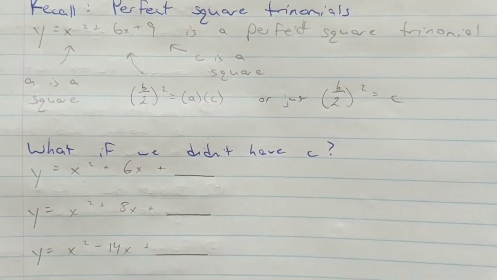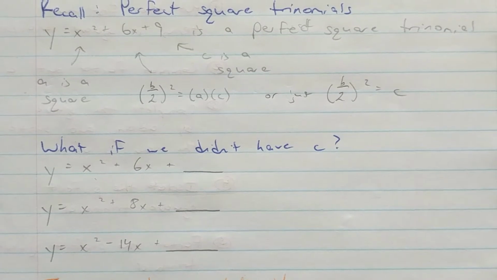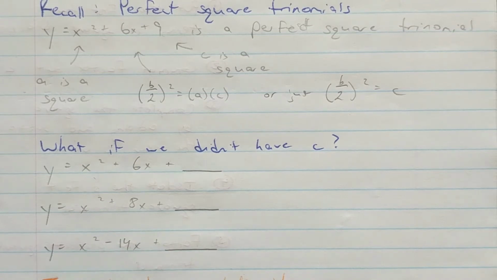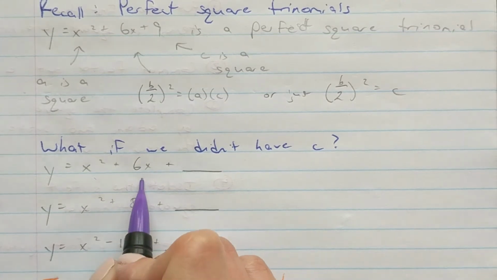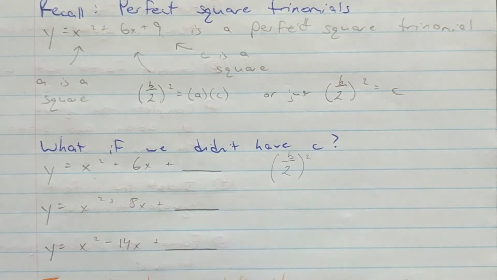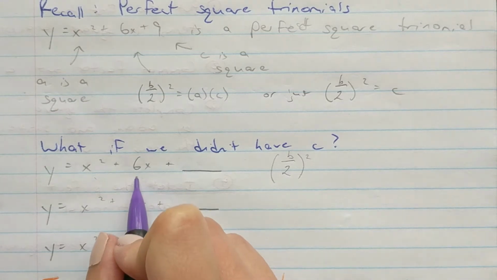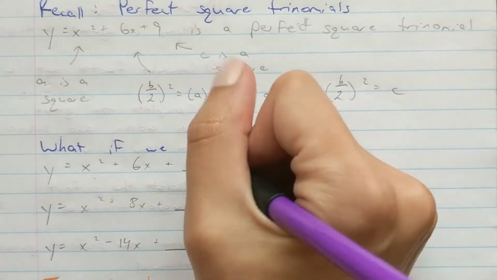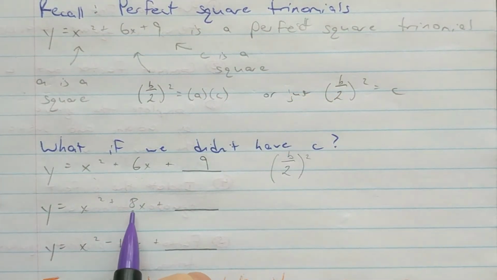Before we move into there, I want to ask you a hypothetical question. What if we didn't have c in our parabolas here? I wanted to make these a perfect square trinomial. How could I find c using the b in order to make this a perfect square trinomial? Well, in order to find c, I have to do b divided by 2 and that whole thing squared. b divided by 2, in this case, is going to be 6 divided by 2, which is 3. 3 squared is 9.